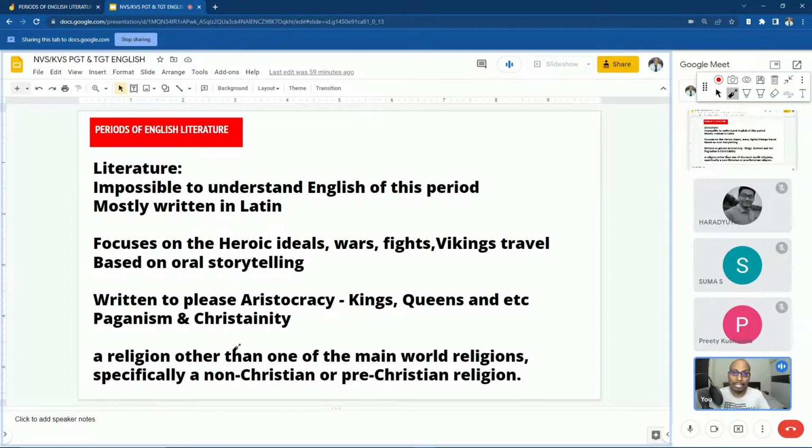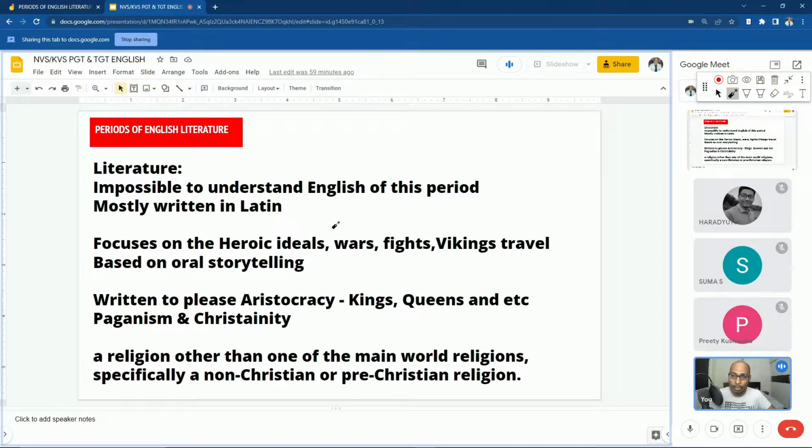What was the literature in the Old English period? What was the literature composed by the writers in the Old English period? It was impossible to understand the English of this period, as it was mostly written in Latin. So though it is considered the Old English period, most of the literature was written in Latin, and it was quite impossible to read and understand what was being written during the Old English period.